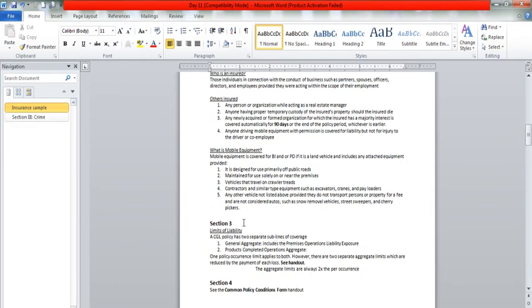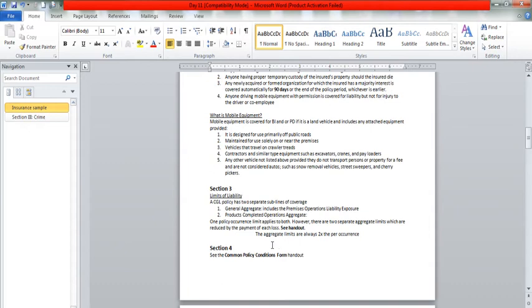What is mobile equipment? Well, a lot of people ask, what is that? Mobile equipment is covered for bodily injury or property damage. It is a land vehicle, excluding any attached equipment provided. Classic example, an RV. It is designed for use primarily off public roads, maintained for use solely on or near the premises. Vehicles that travel on crawlers or treads, or similar type equipment such as excavators, cranes, and payloaders. So that's mobile equipment. That's just basic terminology. You need to learn what it is. Section 3, limits of liability.